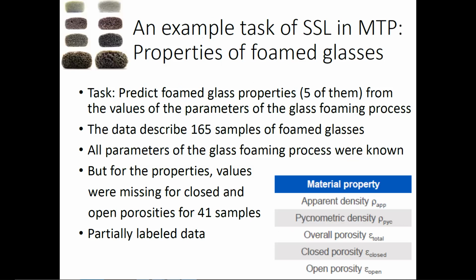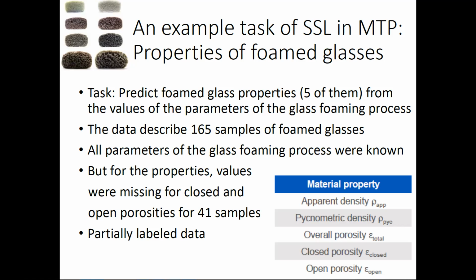And so returning to our example task of predicting the properties of foam glasses, here in particular, we again have a semi-supervised learning task. The data samples, there are 165 of them. And for all of these, of course, the parameters of the glass foaming process were known. And some of the properties are measured for all of these.